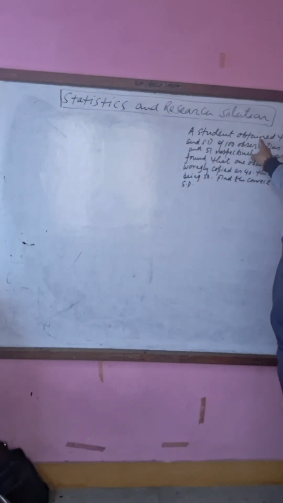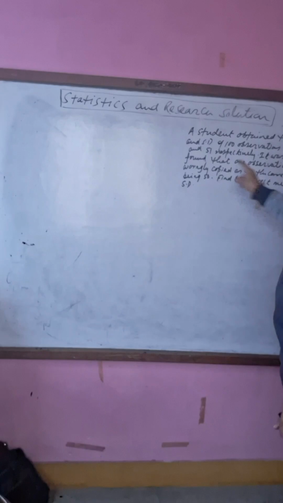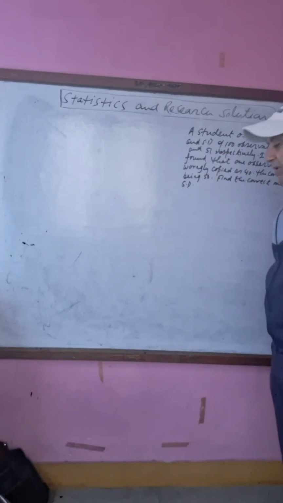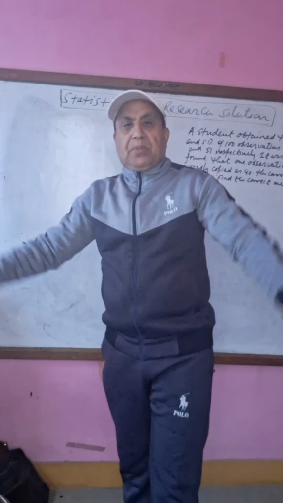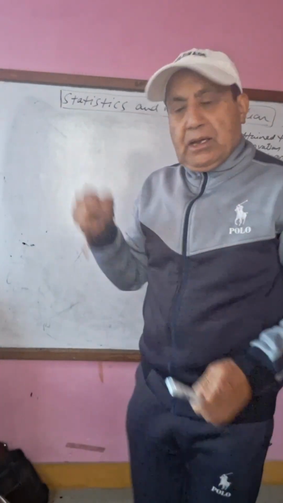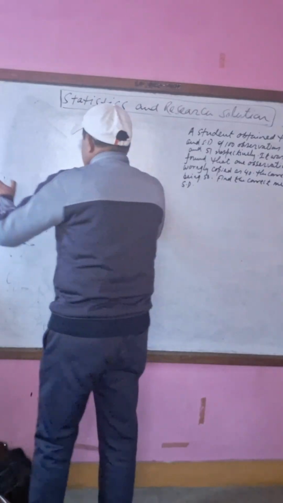A student obtained the mean and standard deviation of 100 observations as 40 and 51 respectively. It was later found that one observation was wrongly copied as 40 instead of 50. Find the correct mean and standard deviation. These types of problems we can solve in this way. At first, write here what information we have been given.